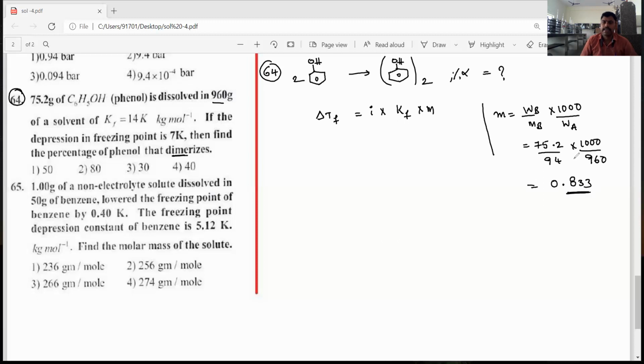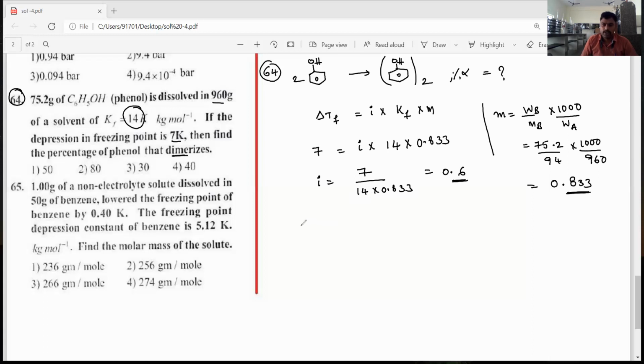On simplification we get 0.833. Delta TF, the depression of freezing point, is 7, and KF value is 14. So 7 is equal to i into 14 into 0.833, then i is equal to 7 by 14 into 0.833. On simplification we get 0.6.